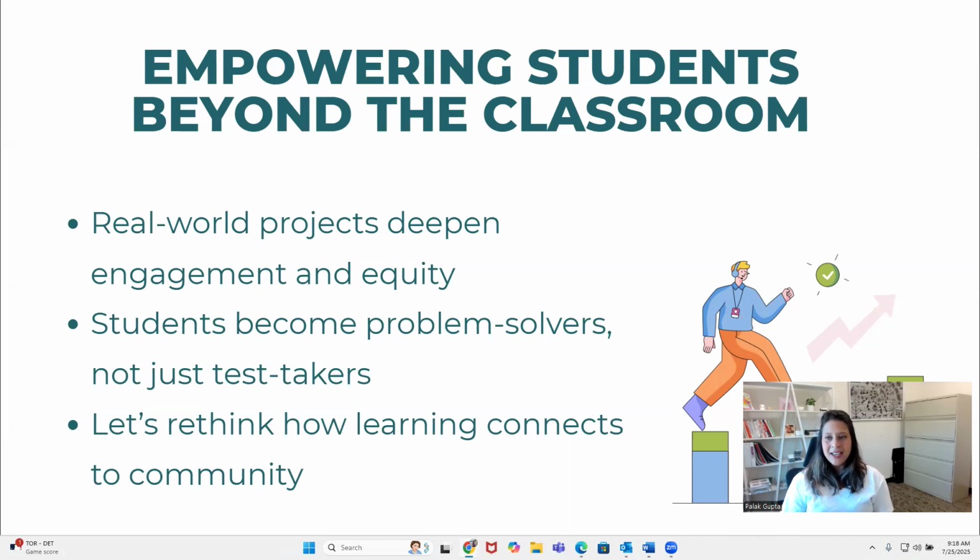And through my extension work, I'm actually able to do a lot of it because I understand the practical application as well as the academic concepts of it. So let's continue to explore how we can make education more meaningful and relevant to our students.